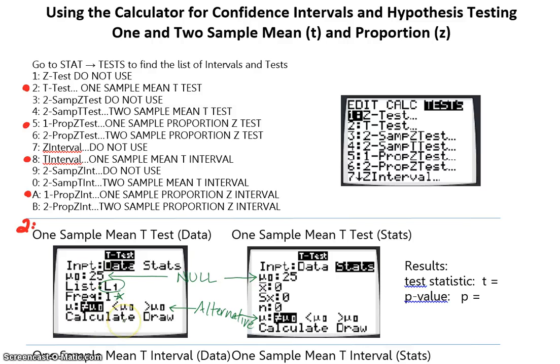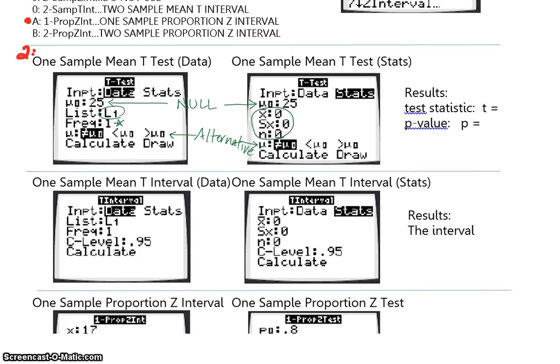And then you go down to calculate, and it'll calculate it for you. You go to draw, it'll draw it for you. And then if you have summary statistics, you're going to have your X bar, your standard deviation, and your N, and you're going to enter each of those in. What you will get out of this is the test statistic and the p-value, and you don't have to use all the formulas. Okay, now let's look at the intervals.